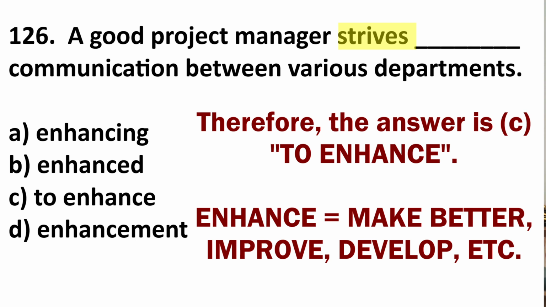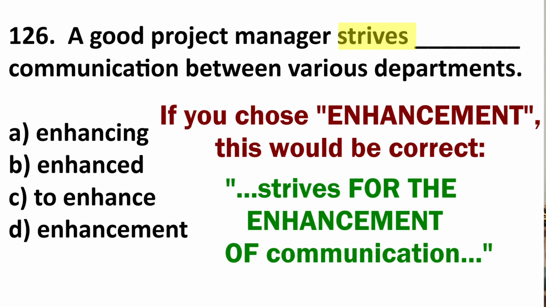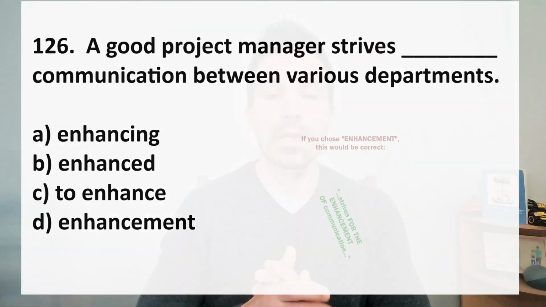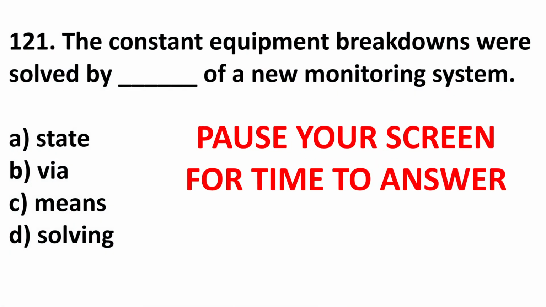to enhance because we have to plus verb. Enhance means to improve, develop, or make better. So once again, the answer is C. I strive to verb or I strive for noun. If you used enhancement, it would be strive for the enhancement of. Okay, so 121, this is the last one.